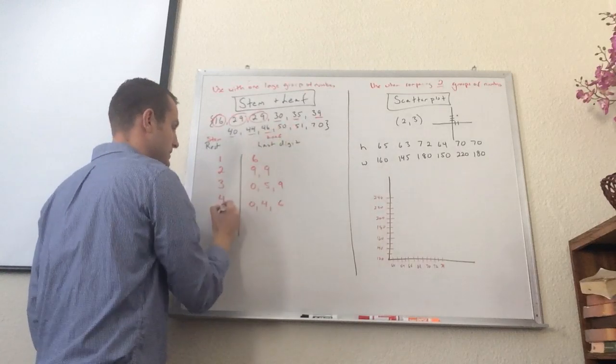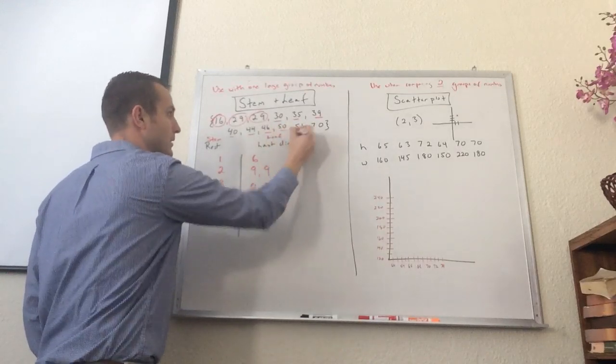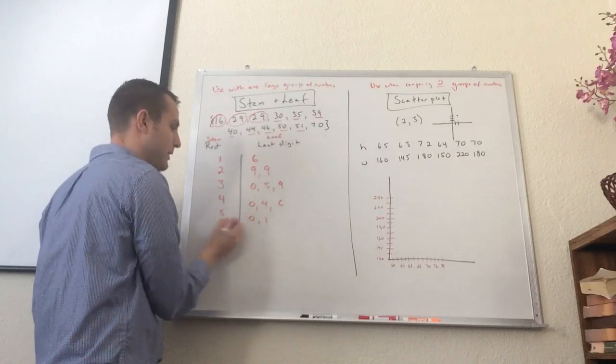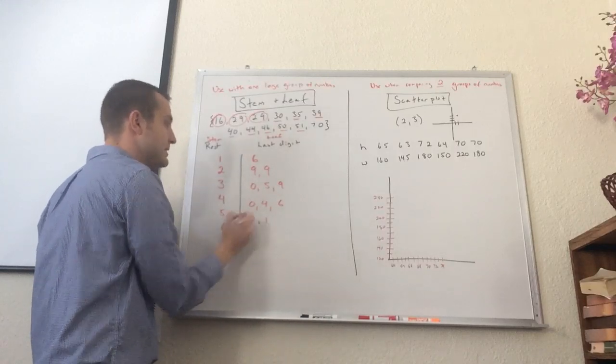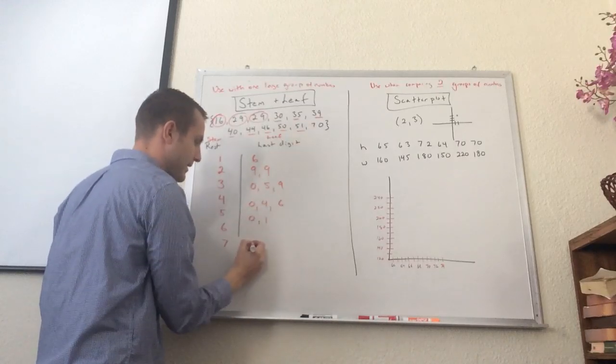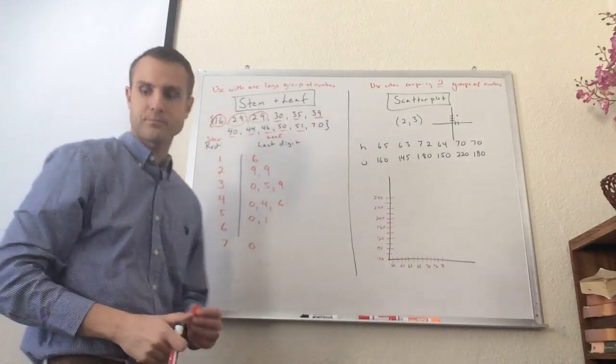Then I have my 50s. I have 50 and then 51. So we do 0 for 50 and then 1 for 51. 60s, I don't have any 60s. 70s, all I have is the 0.